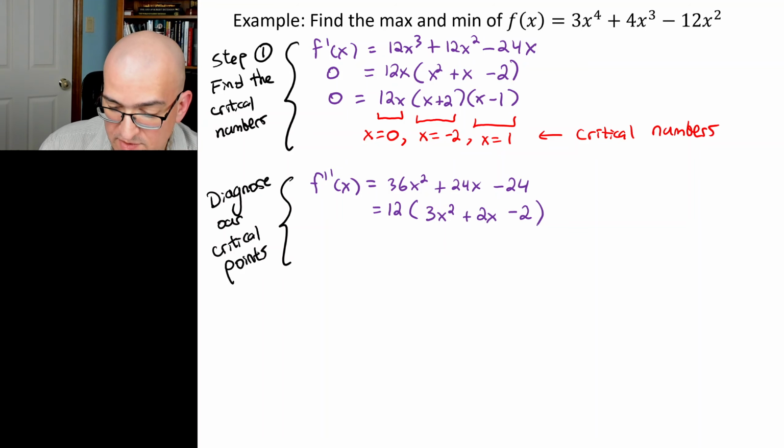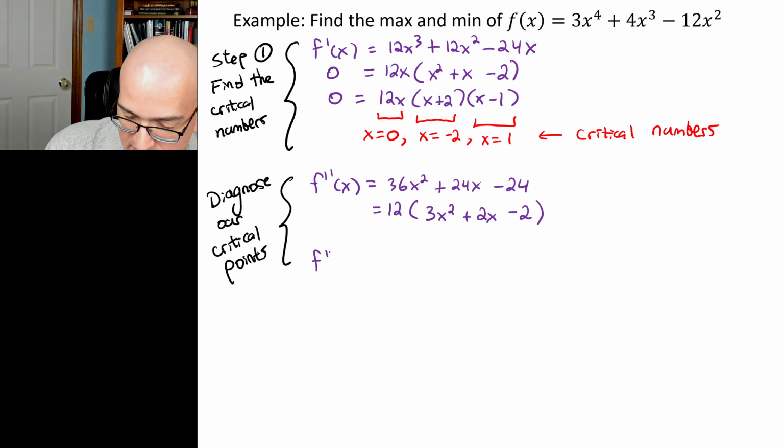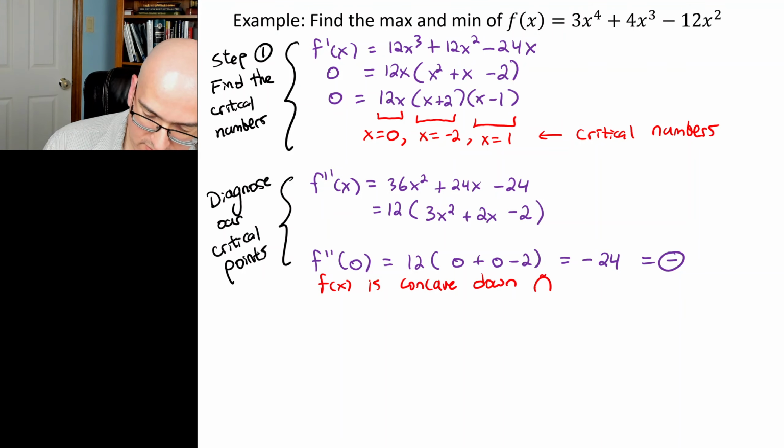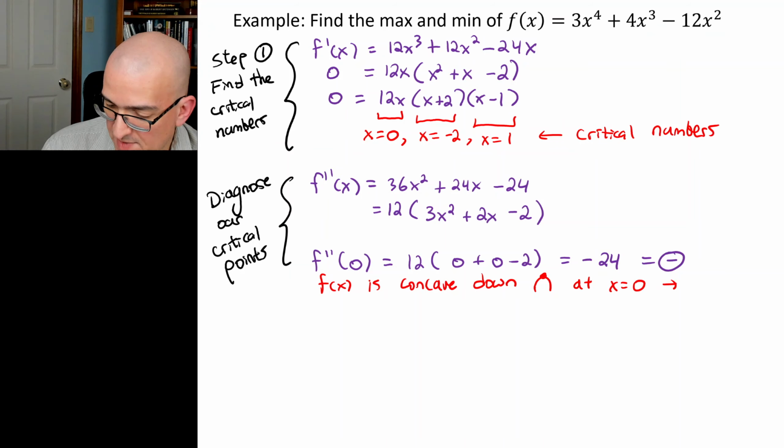And then I'm going to evaluate this second derivative at each of these critical numbers. So f double prime at 0, we get 12 times 0 plus 0 minus 2. So we get negative 24, which is negative. So f of x is concave down. So this shape at x equals 0, that means it's a max.